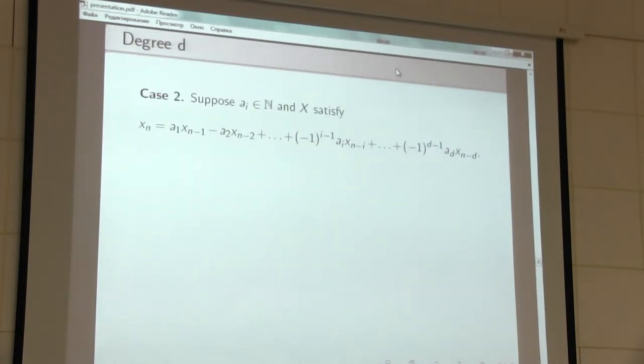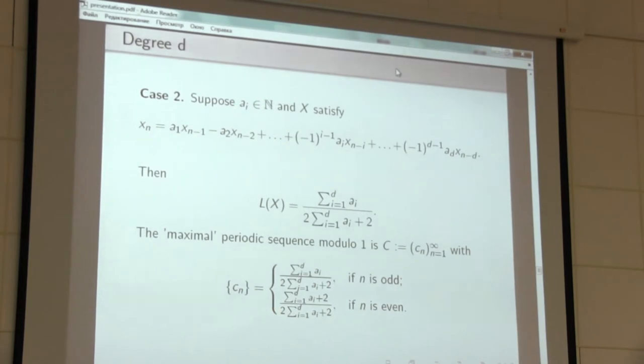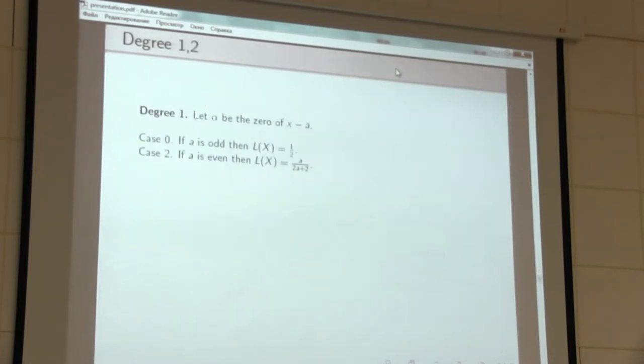Case 2, when we can calculate L of x, is when the coefficients with odd indexes are positive, and the coefficients with even indexes are negative. Here, L of x equals this expression, and the maximum periodic sequence has a period of 2 and looks like this. So this works only for three special cases.